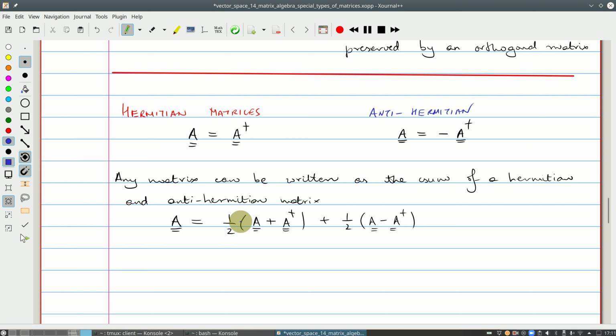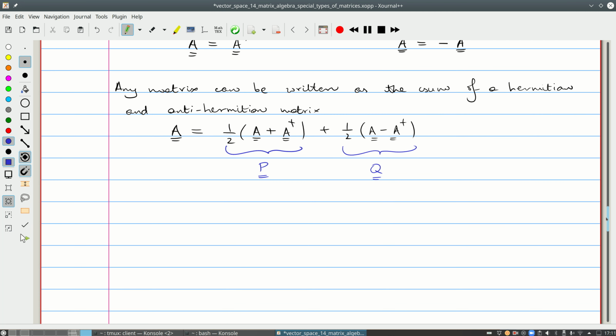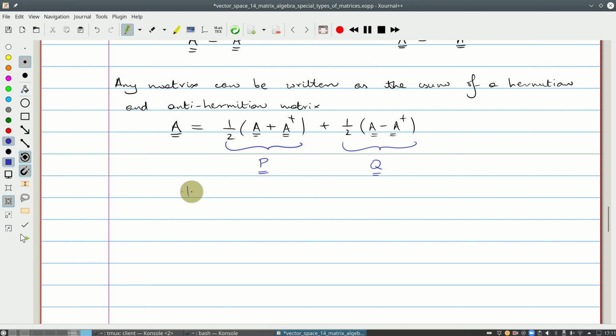And as before, if you define this to be P and this to be Q, then it's easy to see that P is equal to P dagger. That means P is Hermitian, and Q is equal to minus Q dagger. Therefore, Q is anti-Hermitian. All right. So that's that.